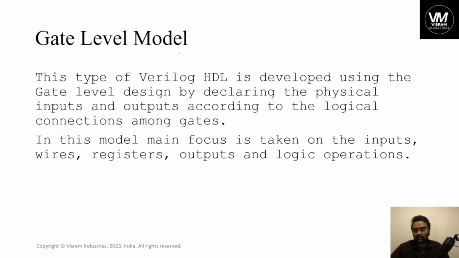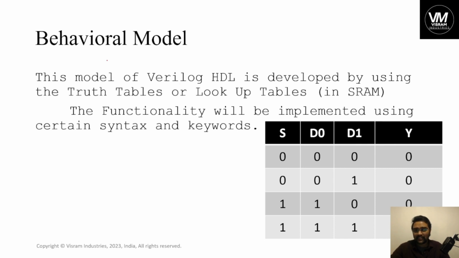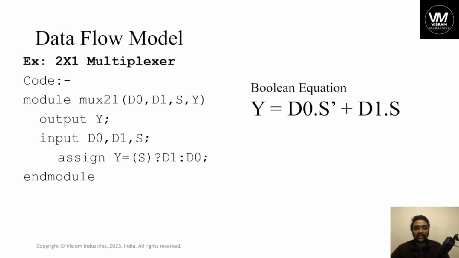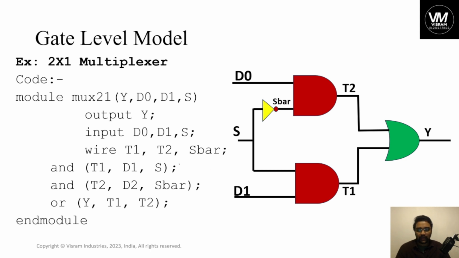So for the gate level model, you can understand from the name itself. For example, in the behavioral model, we understand the functionality through the truth table, and in the data flow model, we understand the functionality of the circuits through Boolean equations. So Boolean equation, truth table, and what else do we have now? Logic gates. By seeing the logic circuit, you can develop the gate level model. It will be very familiar to us as we have developed a bunch of codes. Now see how it is written.